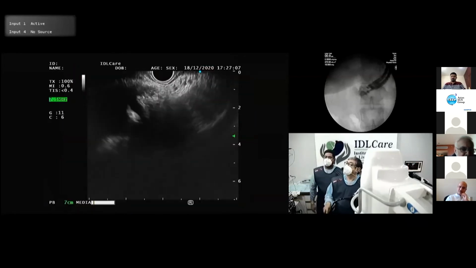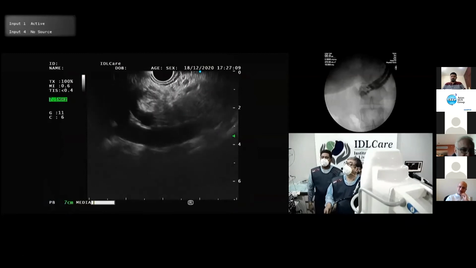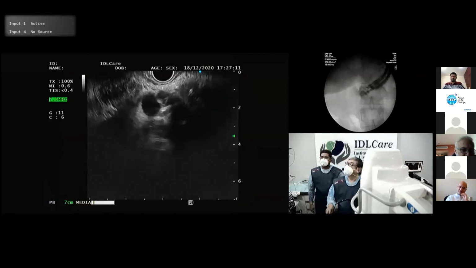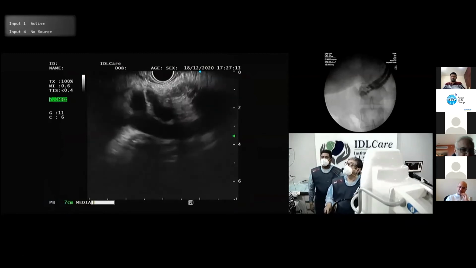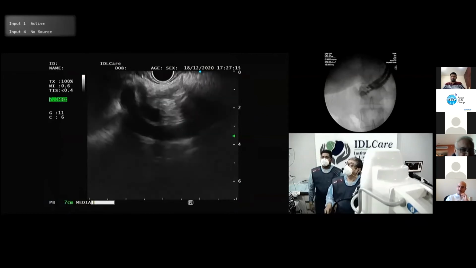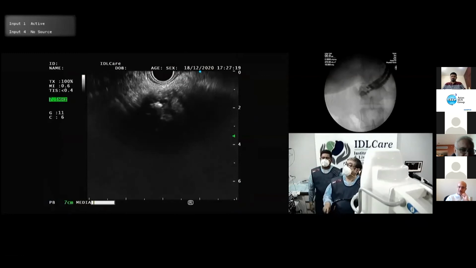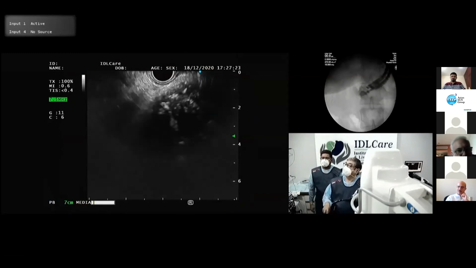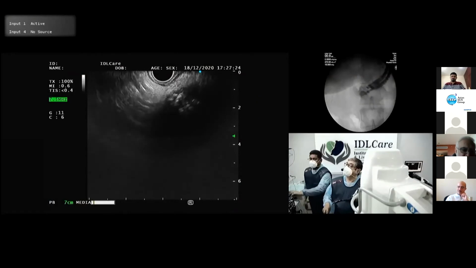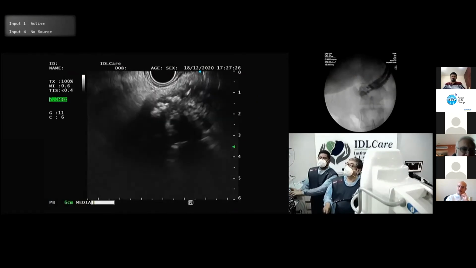This is the pancreas, as you see. You can see the stone here. And then when I try to see, this is the duct. Can you see the duct? See, this is the duct with stones. We see multiple stones there.